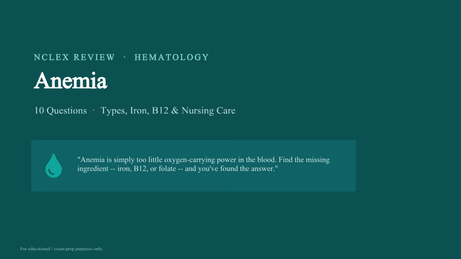Anemia is simply too little oxygen carrying power in the blood. Find the missing ingredient, iron, B12, or folate, and you found the answer. Welcome to our review of anemia. 10 questions covering the types, the classic iron and B12 pictures, medications, diet, and nursing care, including transfusions. Pause when I tell you, choose your answer, then check yourself.